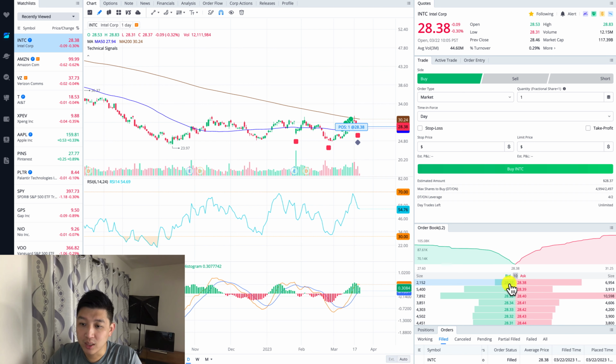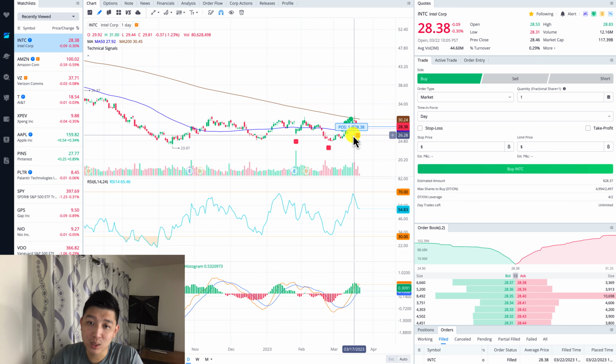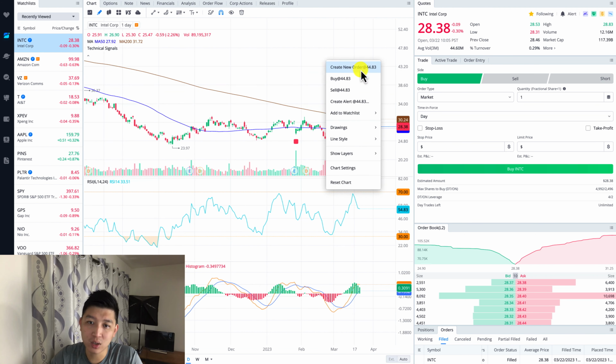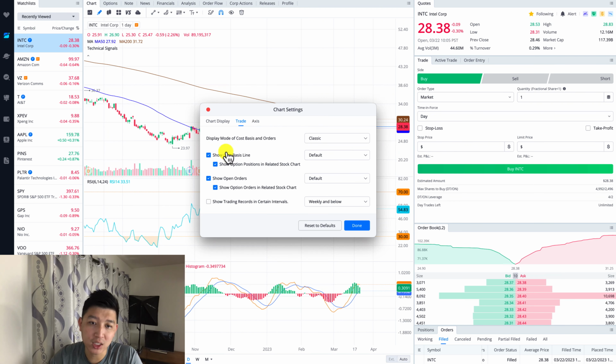So between these two, the bid is what the buyers are willing to buy it at, and the ask is what the sellers are willing to sell it at. Just a refresher if you don't know. And by the way, you'll see one position over here at $28.38. If you don't have this little ticker, you could right click on the chart, go to chart settings, go to trade and show cost basis line, and show options position in related stock chart if you're doing options.